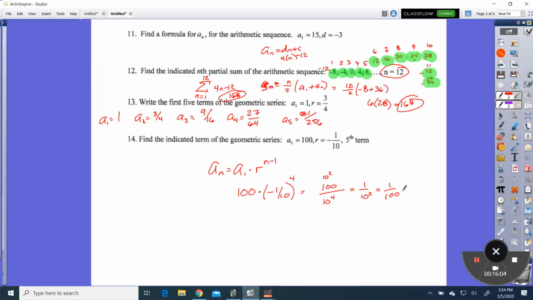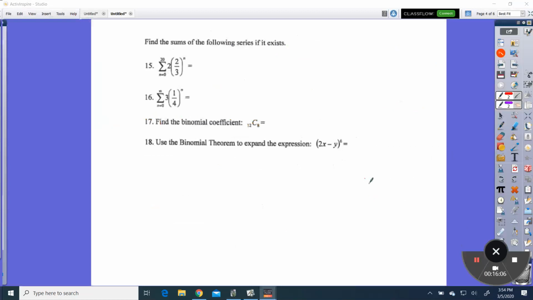Okay, so that's that problem. Number 15 says find the sum of the following series if it exists. So n is 0, so to get the very first term, I plug 0 in for n right here. Anything to the 0 power is 1, so 2 times 1 is 2. So that's the first term that we get from this.